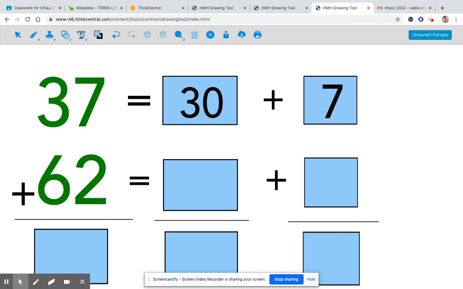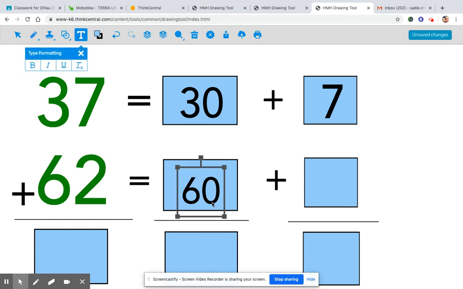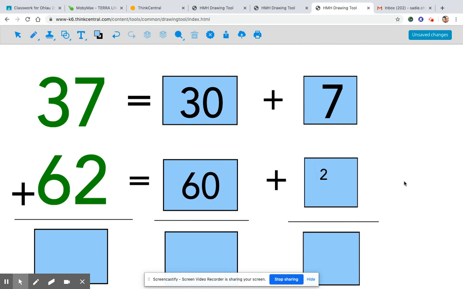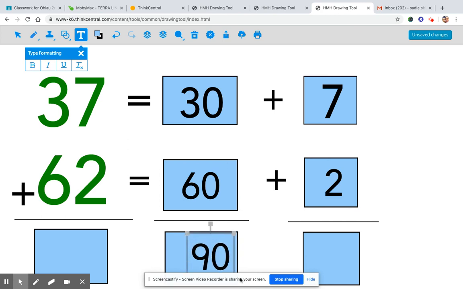Now for 62, I have 6 tens, which equals 60. 6 in the tens place. And I also have 2 ones. Okay, 60 plus 2. Now let's add together 30 plus 60. If I have 3 tens plus 6 tens, how many tens am I going to have total? 3 plus 6 is 9, so I have 9 tens, which is 90. 30 plus 60 is 90.